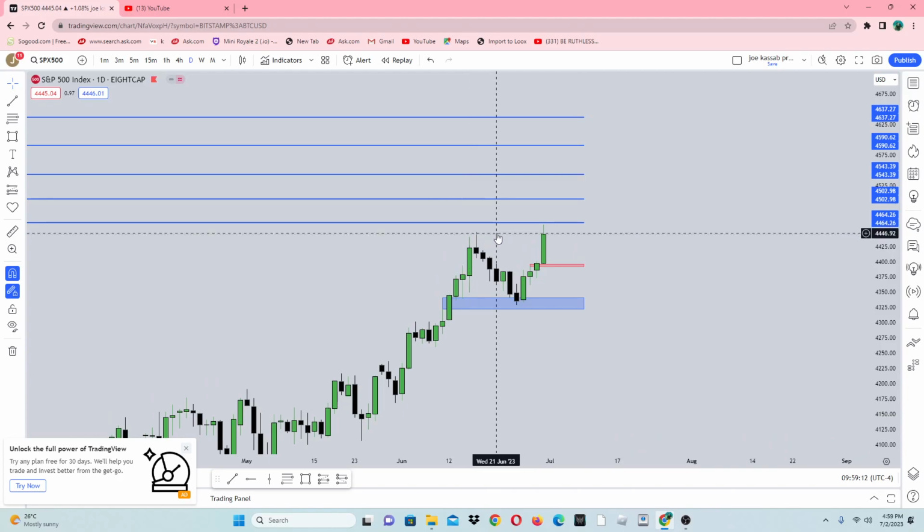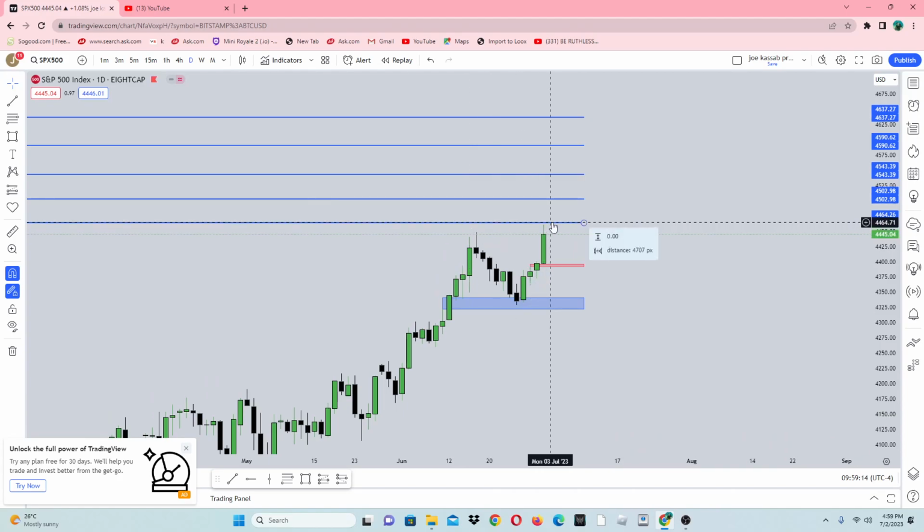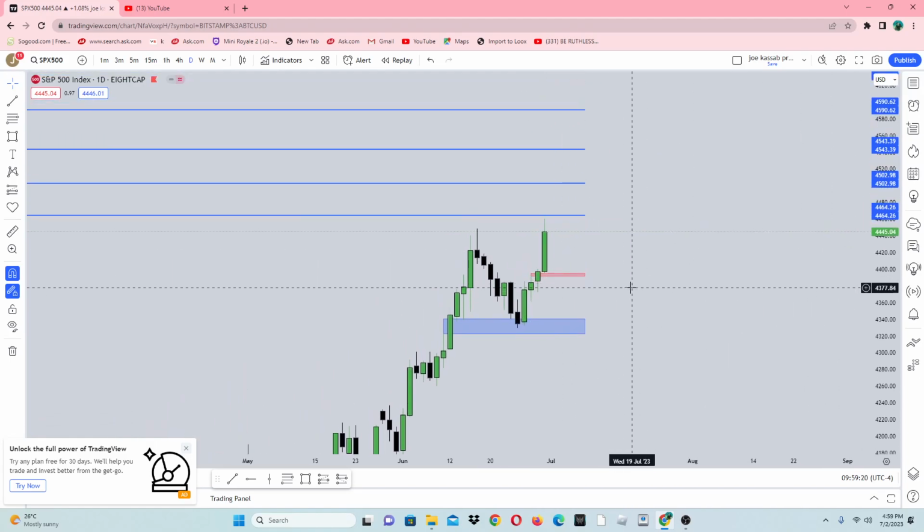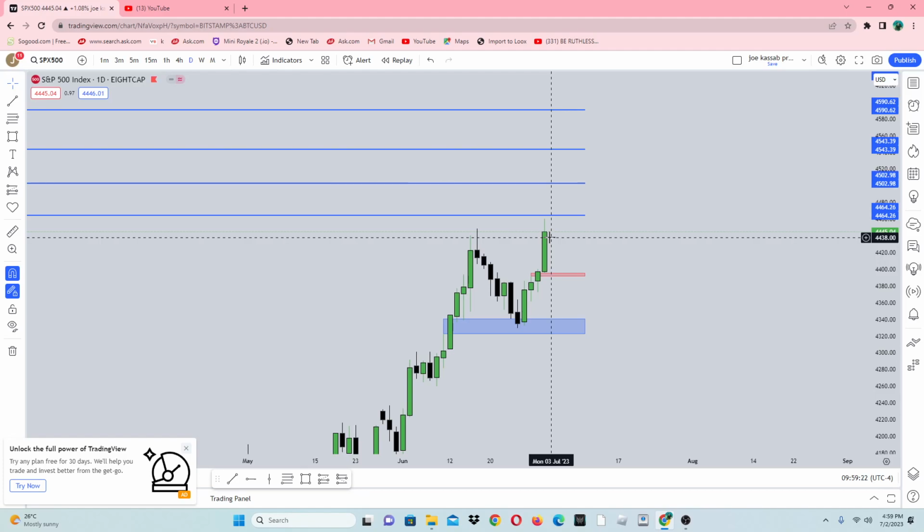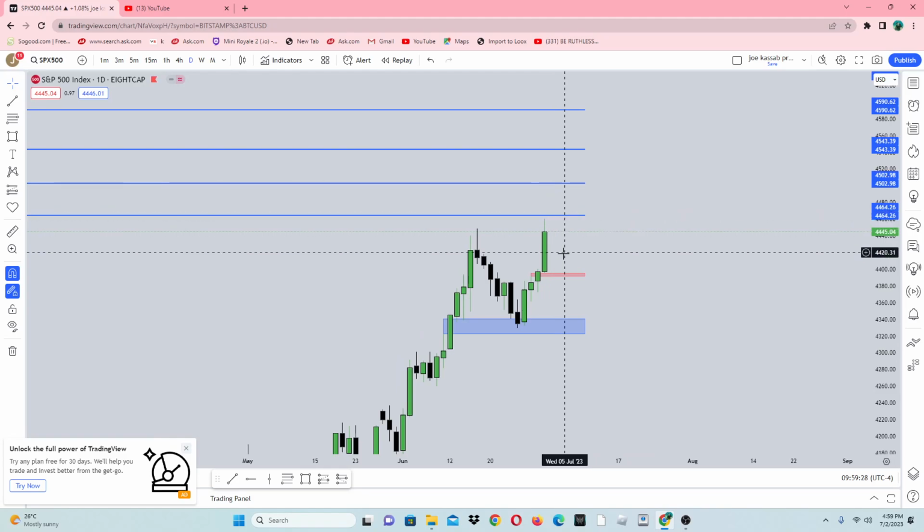So we hit this area, we have an order block here, a weekly order block, so everything in blue is weekly and everything in red is daily. I expect Monday to be bullish, okay, and if Monday hits this area, I expect nothing on Tuesday, so I don't take a trade on Tuesday.